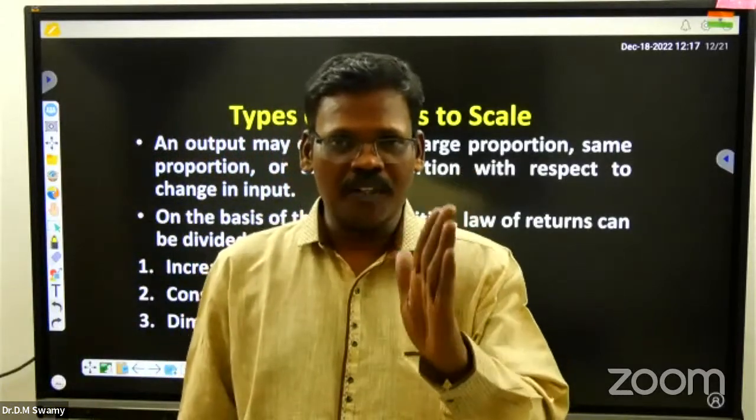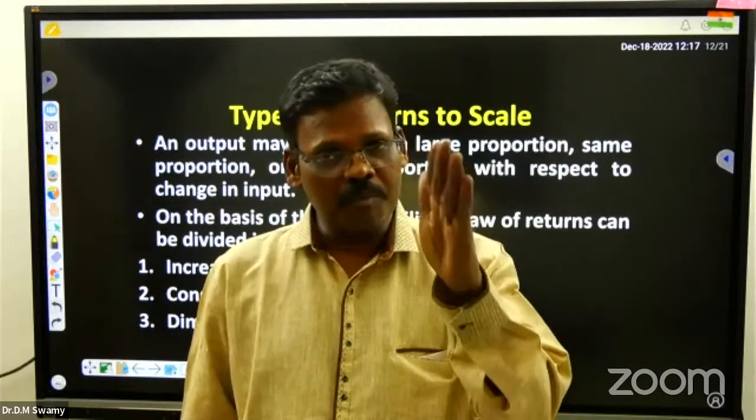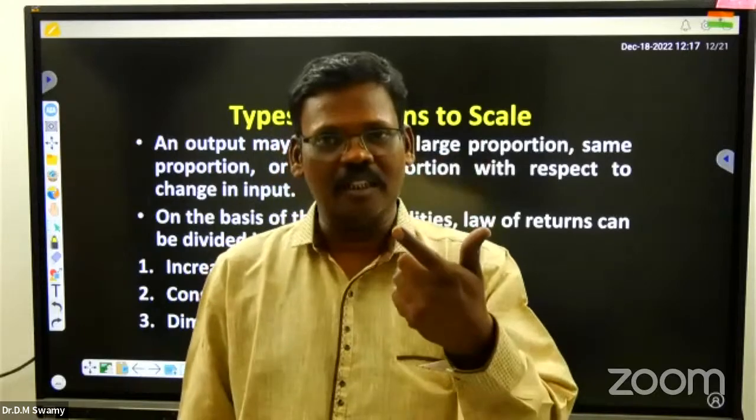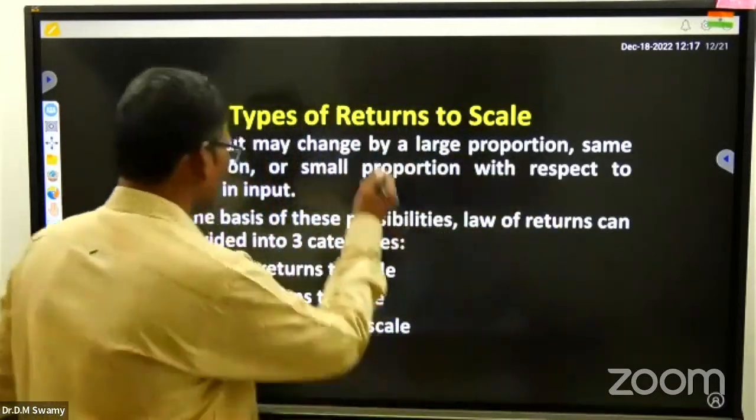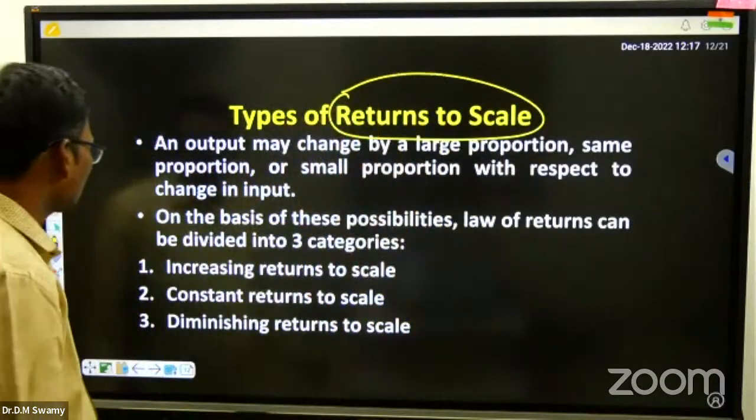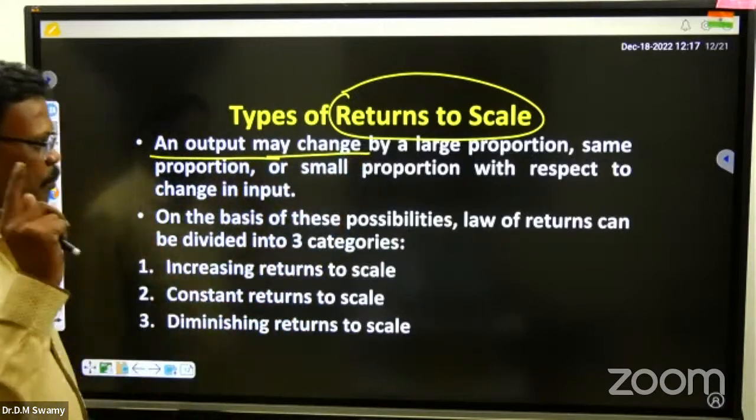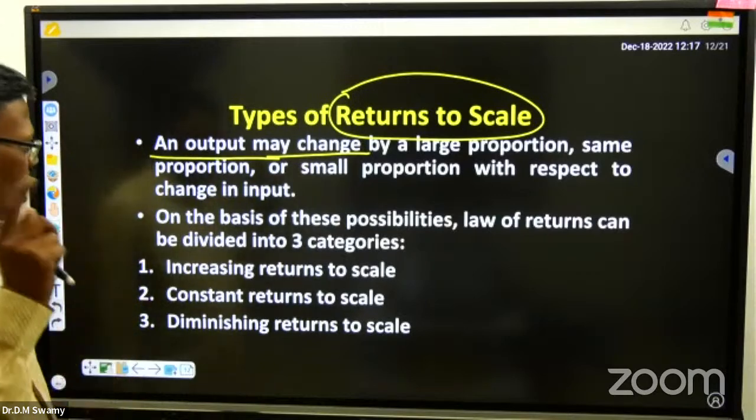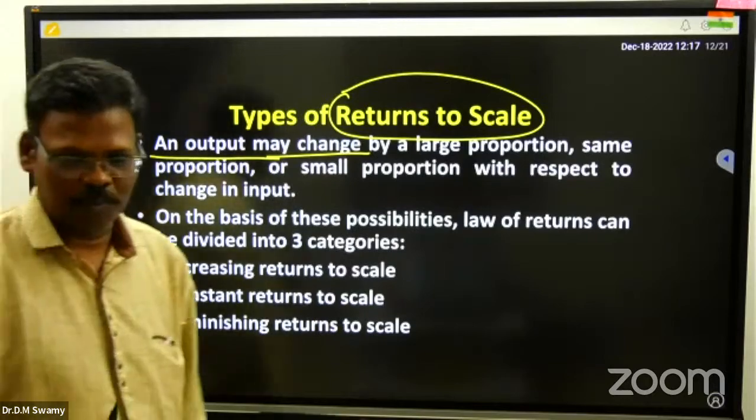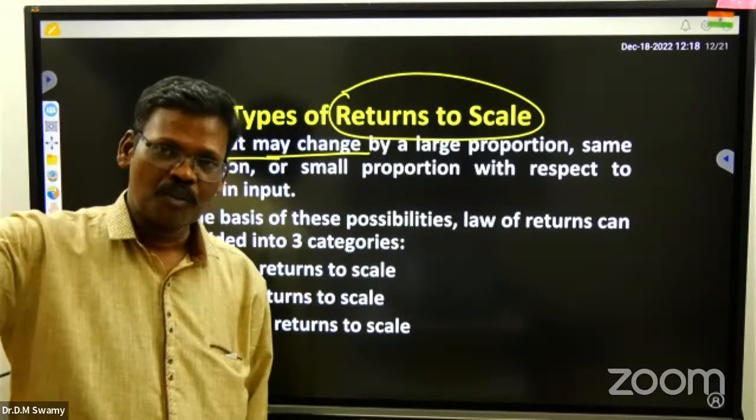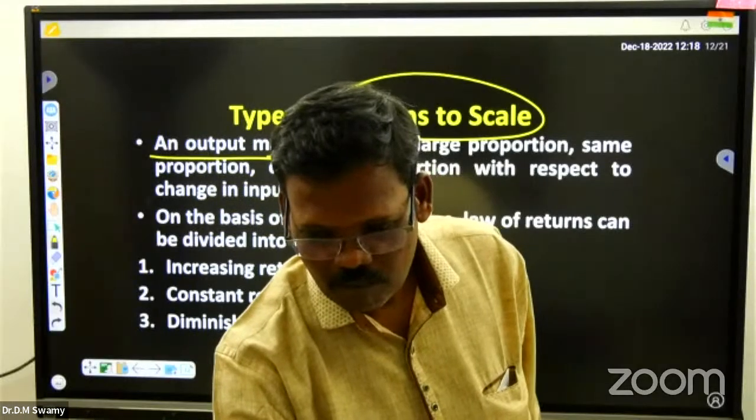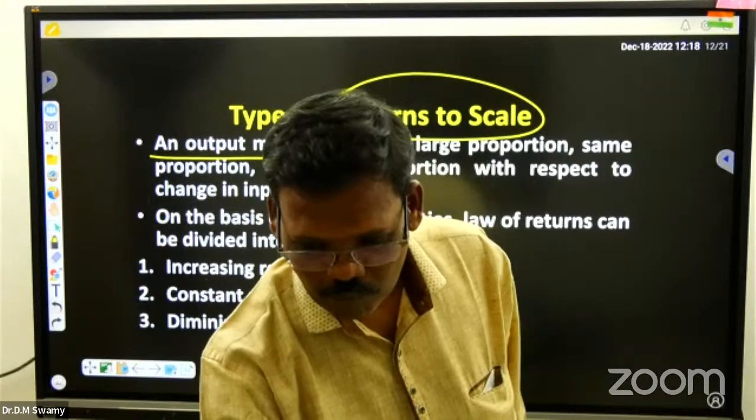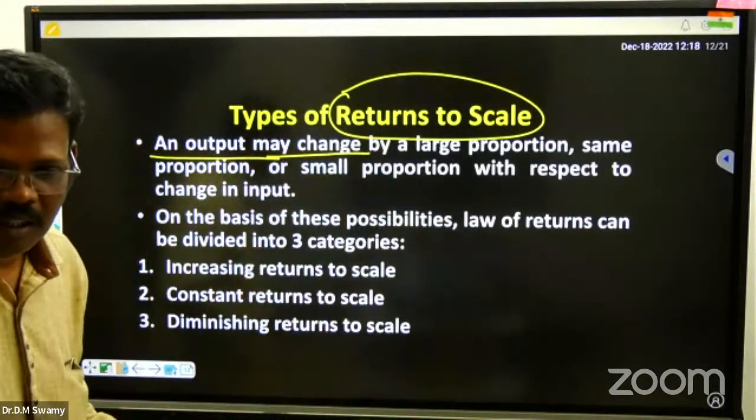Already told you, the law of returns to scale explains the relationship between the amount of output changes due to changes in the inputs. Based on the output changes due to changes in all inputs, the law of returns to scale is divided into 3 categories. An amount of output may change by a large proportion, the same proportion or a small proportion with respect to the changes in the input. When the input changes, the output will change, no doubt at all. Sometimes it will change very largely, sometimes very little, sometimes it will remain constant.